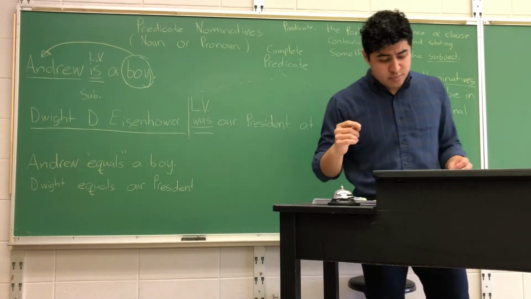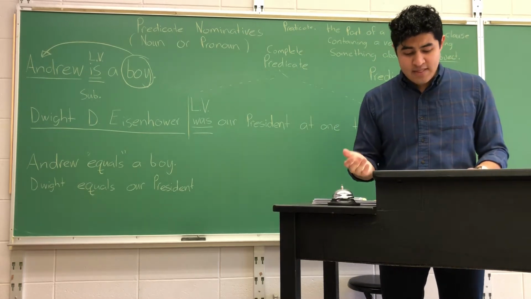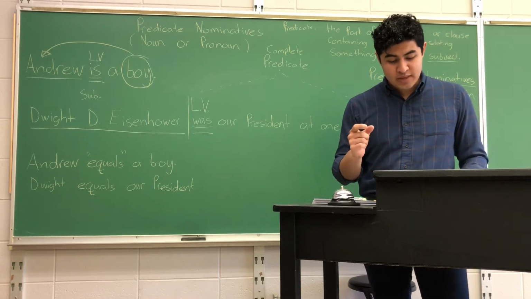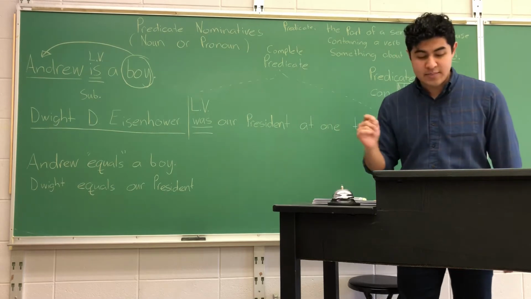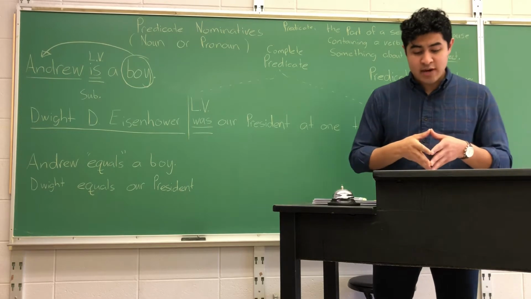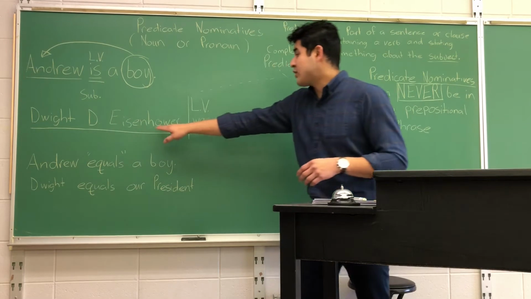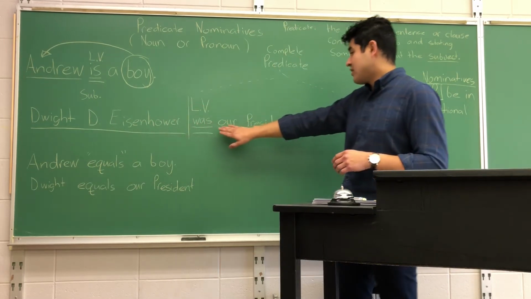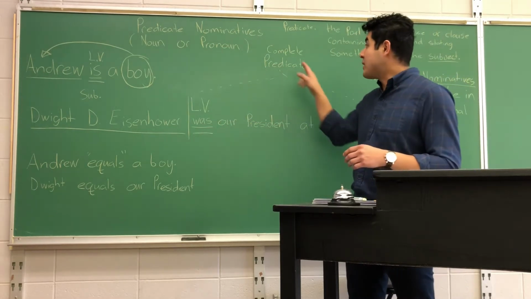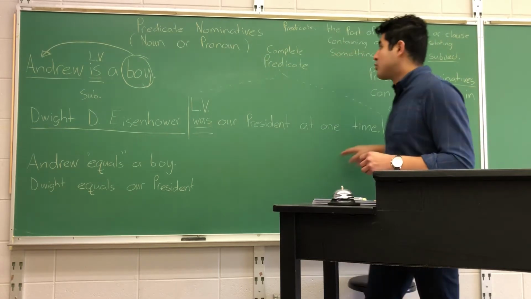Let's continue. The term predicate simply means naming word, okay? That's what it means, in the predicate that refers to the subject. It is a predicate noun; however, we will use the term that includes nouns and pronouns, so predicate nominatives, as I was saying before. Our next sentence: Dwight D. Eisenhower was our president at one time, okay? Dwight D. Eisenhower is the subject, and was is our linking verb. Now, the entire phrase at the end, was our president at one time, is our complete predicate, okay?